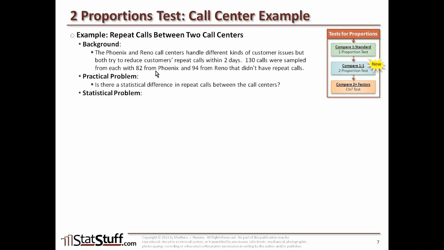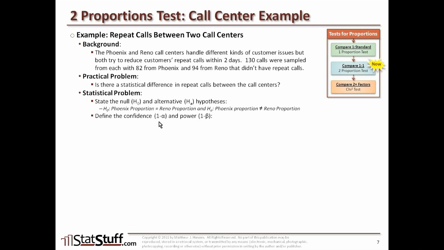So what we want to do is convert the practical problem to a statistical problem. We'll start off by stating the null and alternative hypotheses, where the null hypothesis is that we're assuming no difference. They're both innocent. There is no difference between the proportions of both locations. For the alternative, we're saying that there is a difference between them. They're not equal to each other. We're also going to accept the traditional default values for the alpha risk and beta risk, where our confidence level is going to be 95% and power level is going to be 90%.